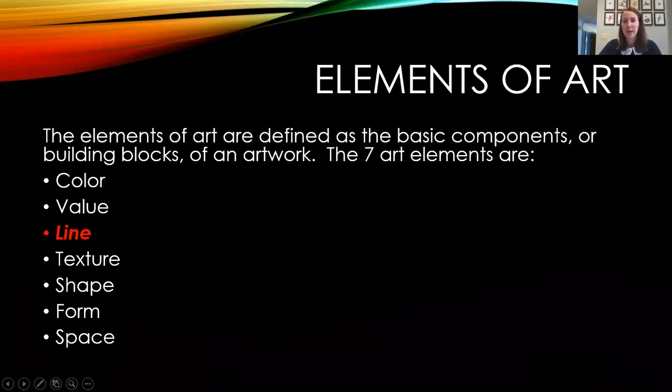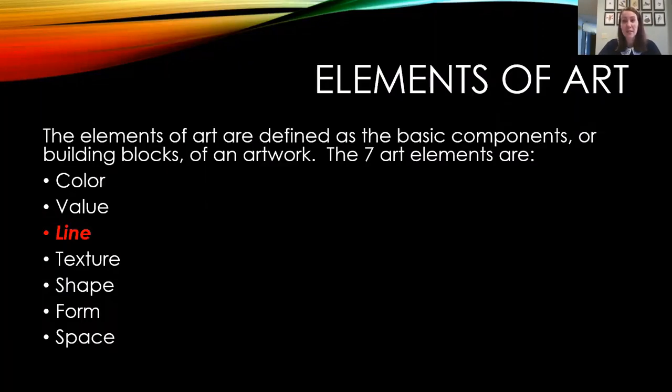All right, my screen's covering some of the words here. We're going to talk about the elements of art very quickly. The elements of art are defined as the basic components or building blocks of an artwork. So basically any artwork that has ever been made has at least one, if not several, of these things in it. So these are color, value, line, texture, shape, form, and space. We're going to concentrate more on line today for our project.